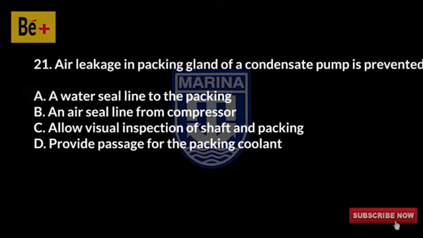Air leakage in packing gland of a condensate pump is prevented by A. A water seal line to the packing. B. An air seal line from compressor. C. Allow visual inspection of shaft and packing. D. Provide passage for the packing coolant. The answer is A. A water seal line to the packing.